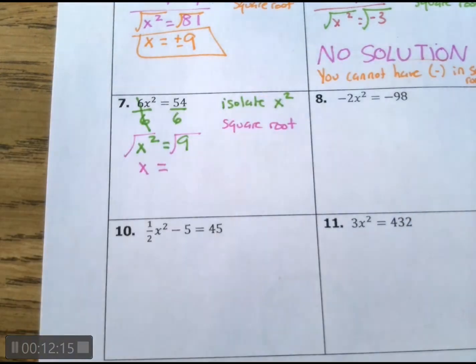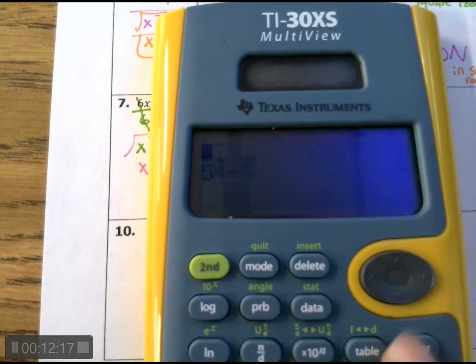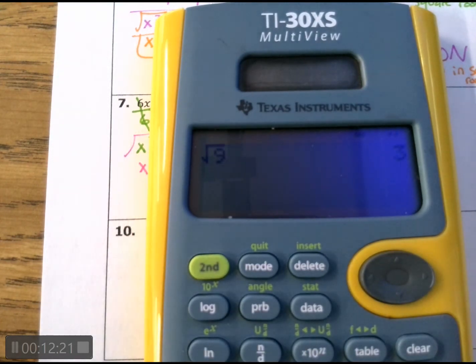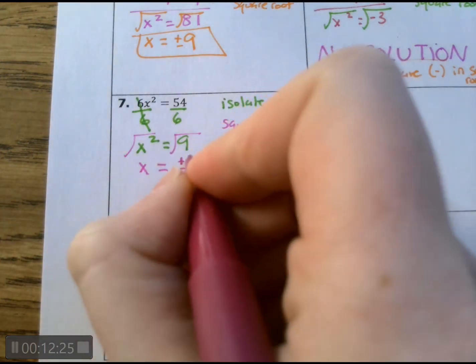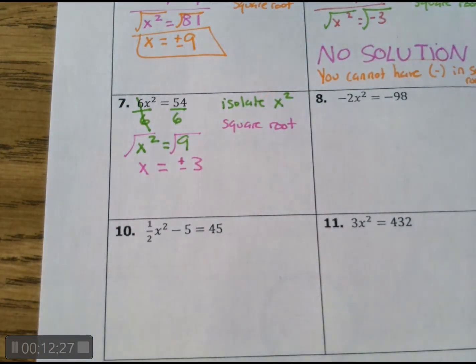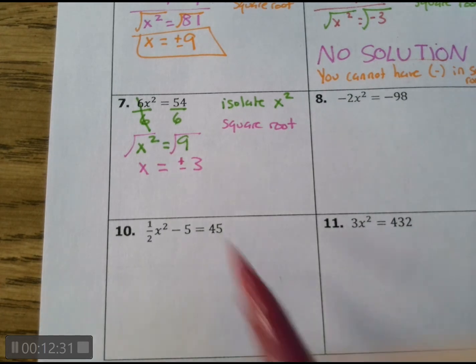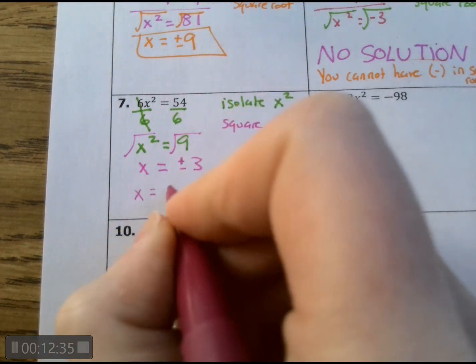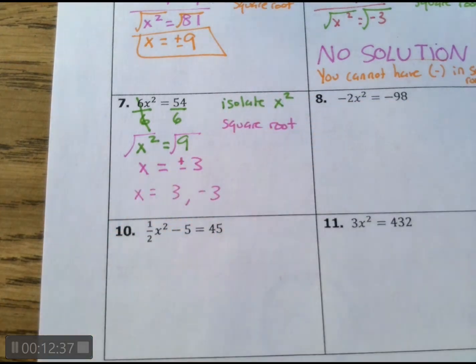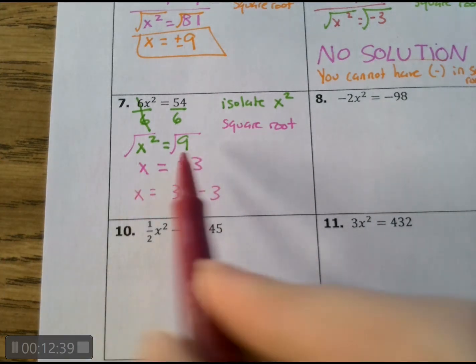We're going to get x equals, and you're going to take the square root of 9, and you get 3. Do you just get positive 3? No, you get plus and minus 3. Also, if we ever do Delta Math with square roots, you can't put in the plus or minus. It's going to be x equals 3 and negative 3. Okay, I'm doing this for shorthand.